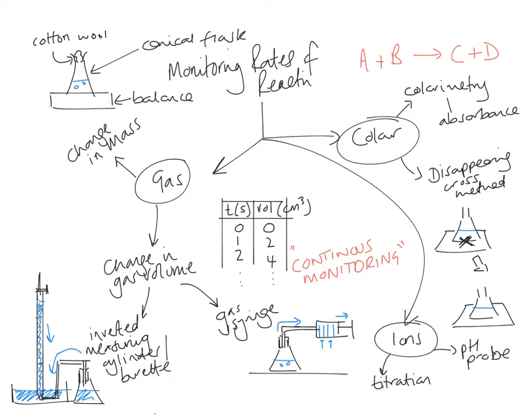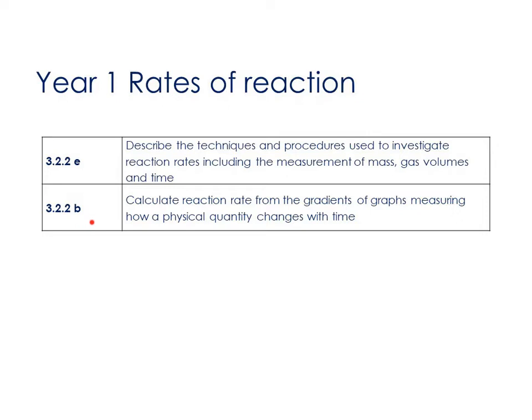This concludes all the different types of methods that you could use depending on the situation you're given to enable you to do continuous monitoring. It's your job in a question to look at the reactants and the products and think, do they fit any of these categories of physical properties, and then select the most appropriate method for monitoring its rate of reaction. Next we're just going to finish up by looking at how, once we've recorded this, we calculate the reaction rate from gradients of the graphs produced.